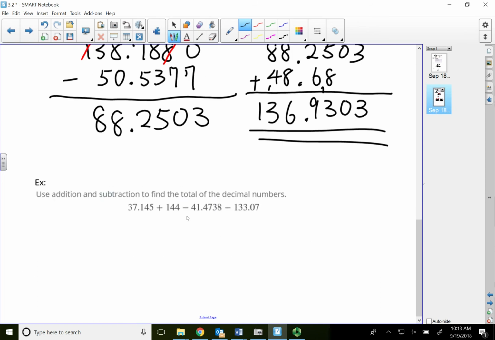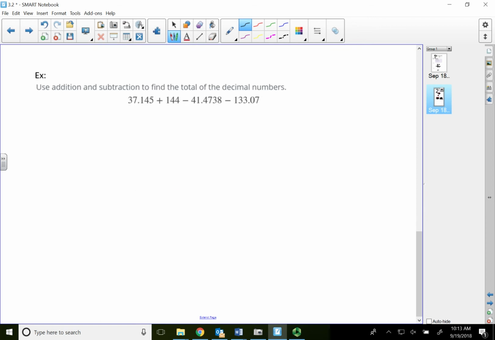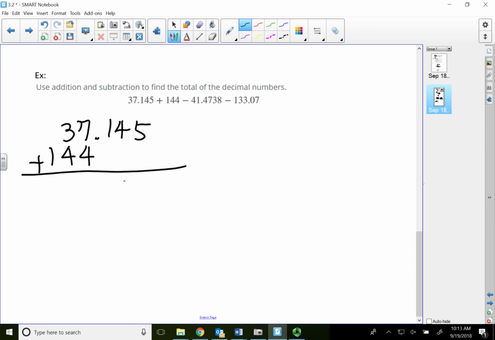All right, let's try one more. This is adding first, then subtracting. So let's just work this out: 37.145 plus 144. Let's line them up by the place value. Once I add it up, this is 145 still, decimal. 7 plus 4 is 11. This is 8. This is 1. So 181.145 is the result after the addition.